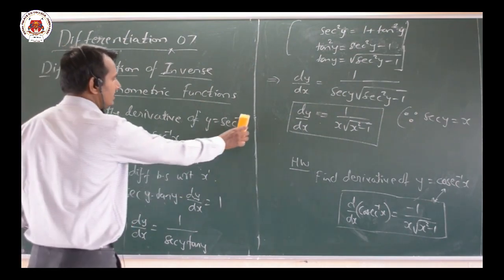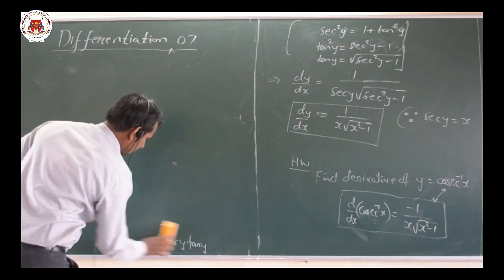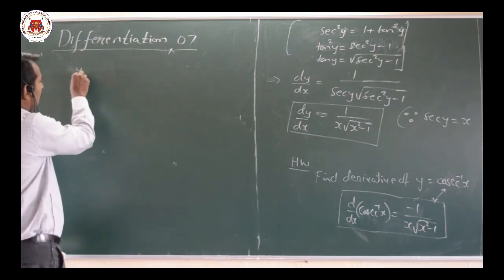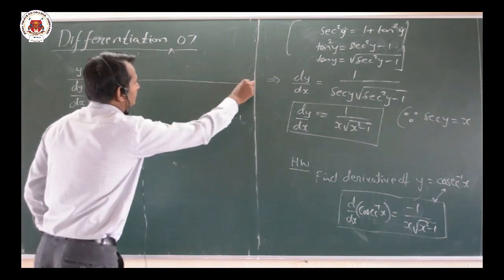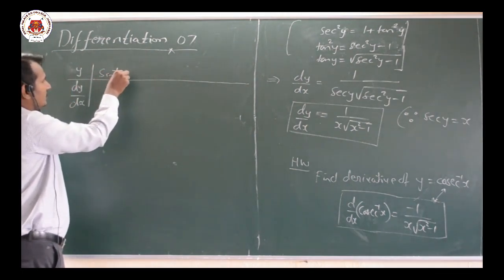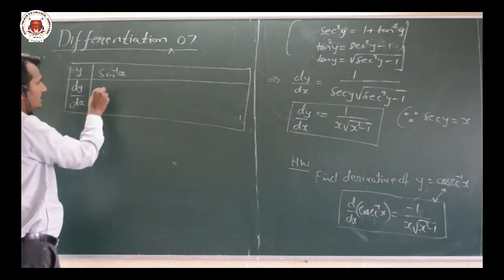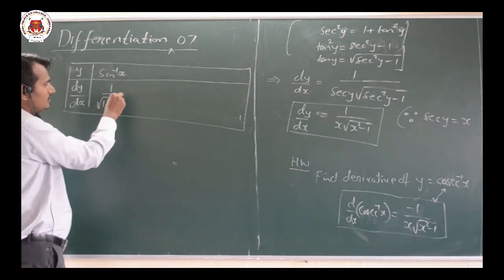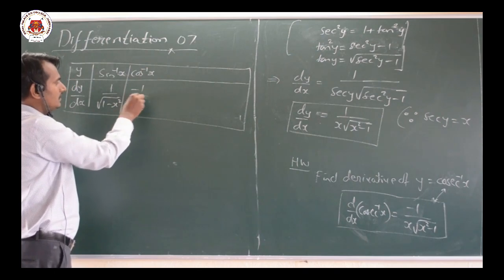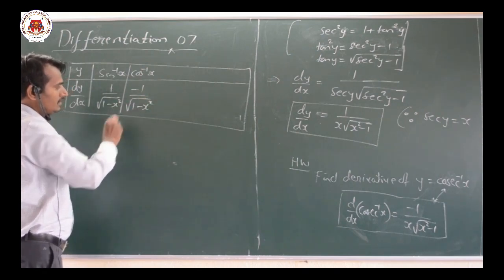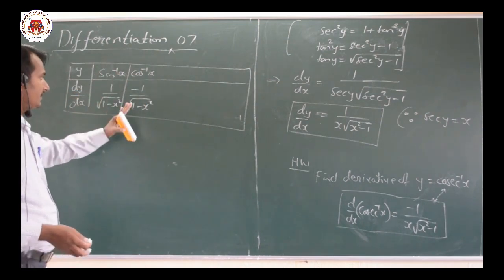One by one we shall examine here. Let us take the function y and its derivative dy by dx. The first one is sine inverse of x. What is the differentiation of sine inverse of x? Just now we saw 1 divided by root of 1 minus x square. Then cos inverse of x is minus 1 divided by root of 1 minus x square. Very simple thing. Sine inverse of x gives 1 divided by that, and cos inverse gives minus 1 divided by the same thing.